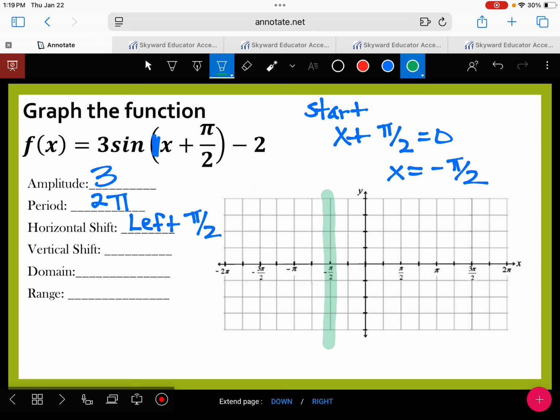And because my period is 2 pi, 2 pi is 8 hops. Just try to remember that. So from here, I want you to hop 8 times to find the end. So 1, 2, 3, 4, 5, 6, 7, 8. So I ended at 3 pi over 2. So my entire first wave is going to be between those walls.